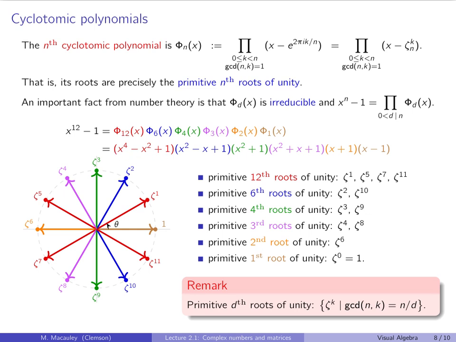Now, which powers of zeta here, or which exponents, are relatively prime to 12? 1, 5, 7, and 11. So the roots of this polynomial are these four complex numbers. Now we have phi 6 of x. And the roots of that are the roots of x squared minus x plus 1. And we've seen this from the previous slide. That's zeta squared and zeta to the 10th.